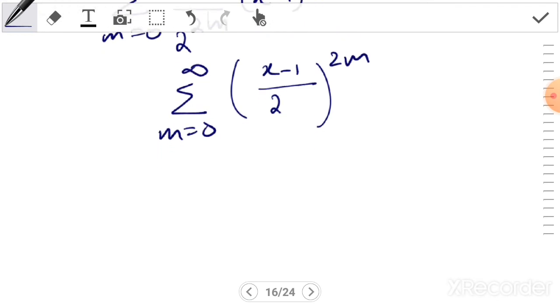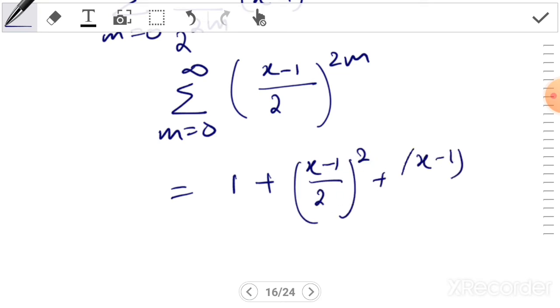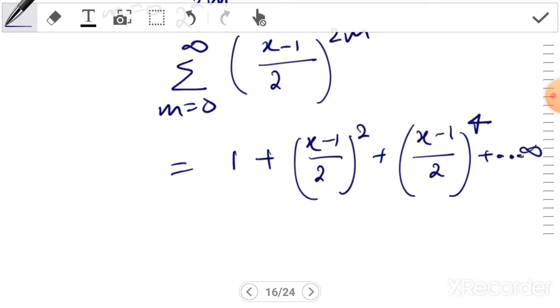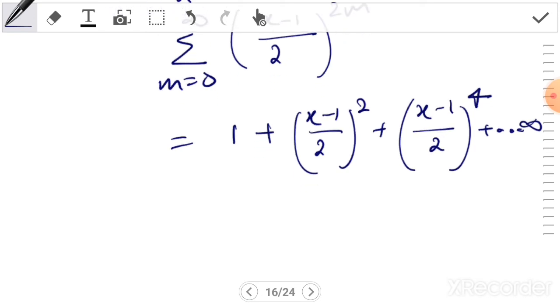Now put the values of m. So the first term will be, anything to the power 0 is 1, plus x minus 1 by 2 whole square, plus x minus 1 by 2 whole to the power 4, and so on, goes up to infinity. So this is a geometric progression.